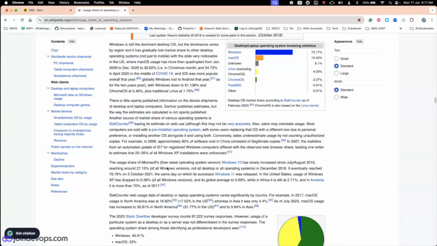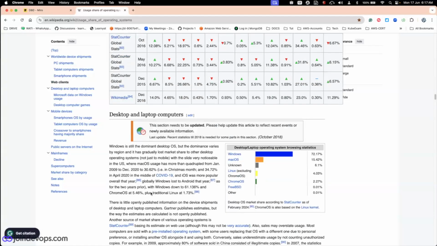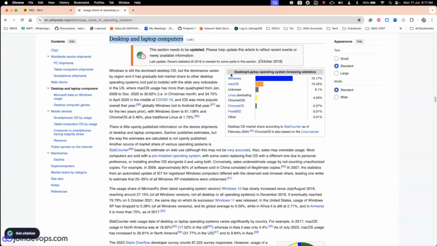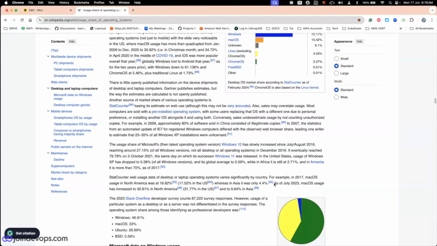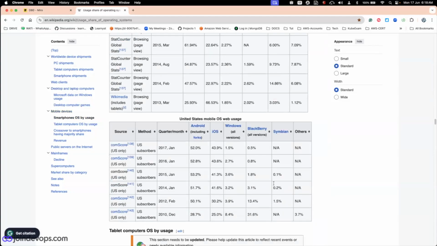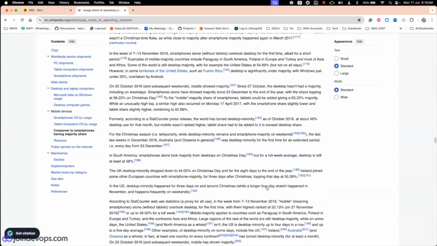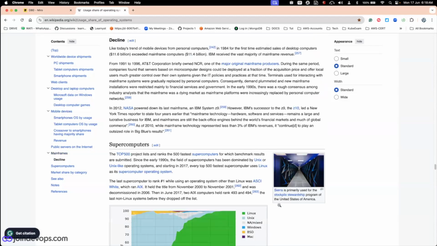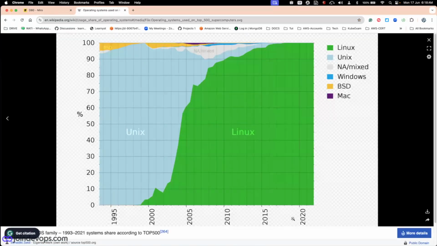Now, next one is desktop and laptop computers. Desktops, by the way, Windows is leading. Everyone knows that, right? So the Windows operating system is widely used on the desktop side. Now, the same way, I would like to go with the server operating system, and the server operating systems are big servers, by the way.